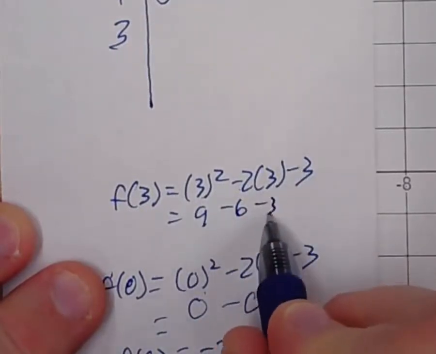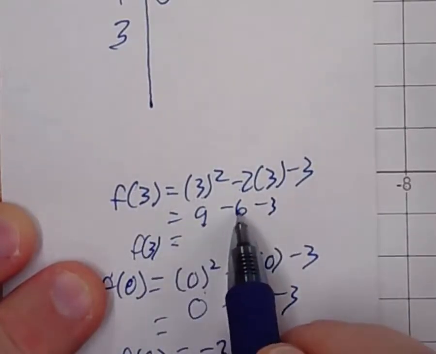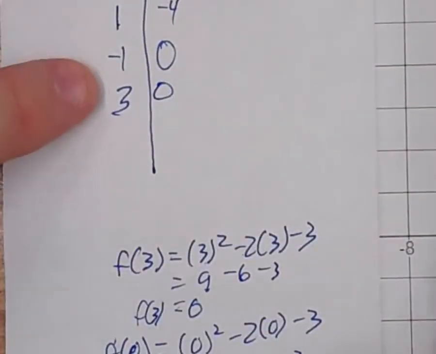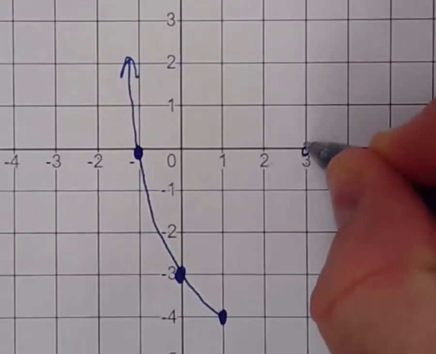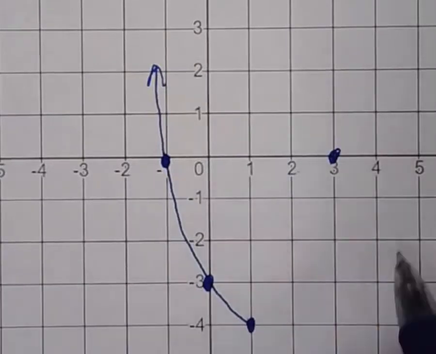And then minus 3. I think we have a solution here. So 9 minus 6 is 3. 3 minus 3 is 0. So I have a 3, 0. And you can see from the table alone, there are my 2 solutions. So 3, 0 is the other solution. So my 2 answers are negative 1 and 3.